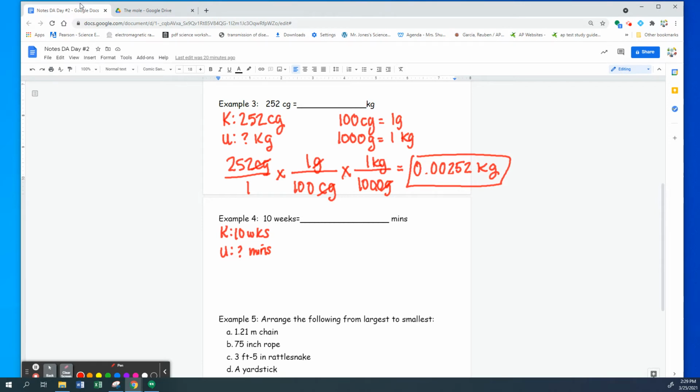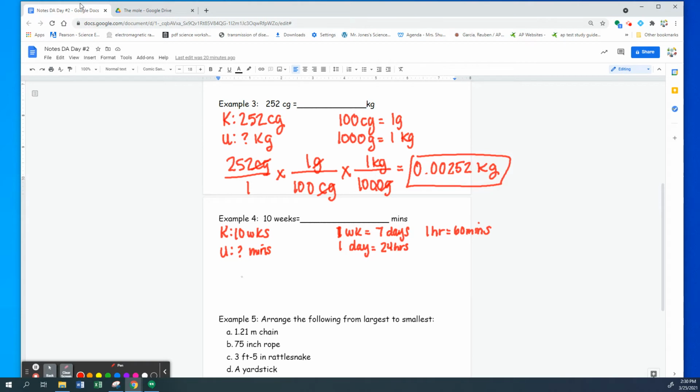So I think we can come up with these on our own. We are going to start with weeks. So 1 week equals 7 days. 1 day equals 24 hours. 1 hour equals 60 minutes.